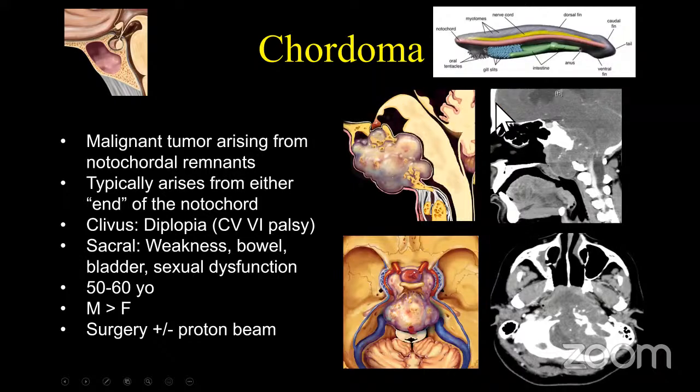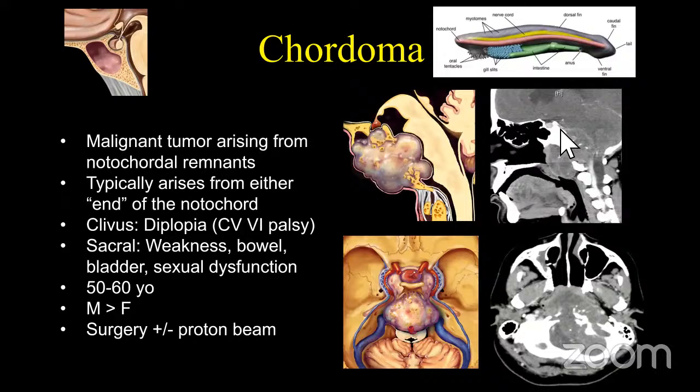So a chordoma is a malignant tumor that arises from the notochordal remnants. And again, this is one of these things that always confused me, because as a radiologist, when I think of a notochord, I always thought the notochord was actually the spinal cord, but it's not. The notochord is the embryonic precursor to the vertebral body. So the vertebral body extends all the way from the top at the level of C1 and extending all the way to the clivus, and then extends all the way inferiorly to the sacrum. So that's why notochords and chordomas typically arise from the ends of the notochord.